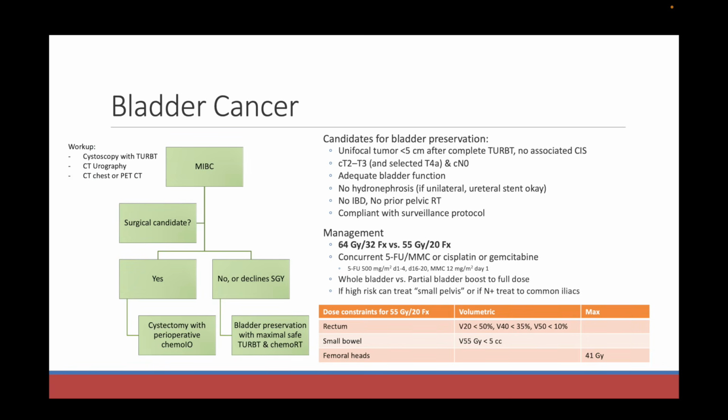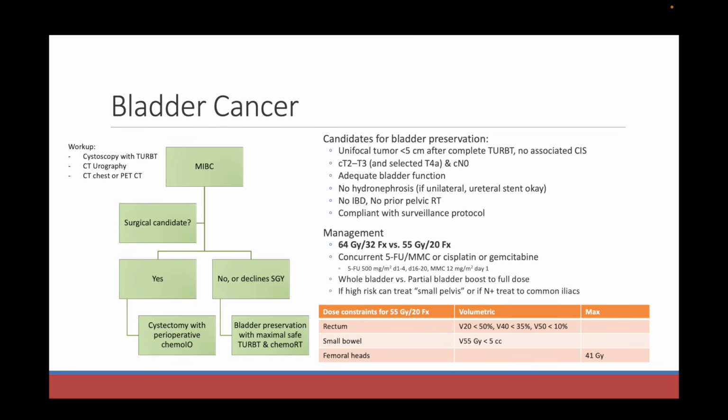Let's move on to bladder cancer. And remember, for non-muscle invasive bladder cancer, these patients can typically just be managed with a TURBT and then subsequent intravesical chemotherapy. Radiation is an option for managing muscle invasive bladder cancer. So as far as workup, these patients do need cystoscopy with TURBT. That's how we get pathology. They need CT urography, so that's a contrast CT. And they should also have either a CT chest or a PET CT to evaluate for distant metastasis.